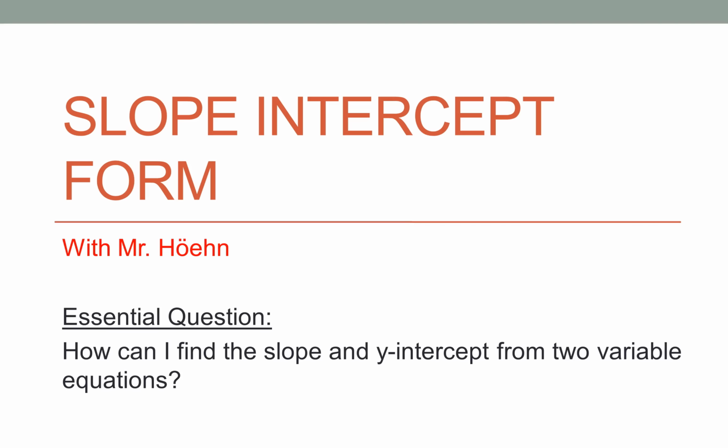All right, and here we are with Slope-Intercept form with me, Mr. Hayne. Our essential question for today is, how can I find the slope and y-intercept from two variable equations? Slope-intercept form is super important. It is absolutely the basic method to graph lines in a coordinate plane. The essential question is meant to really allow us to understand the information that's presented in the slope-intercept form.